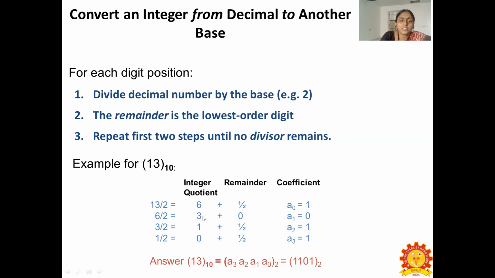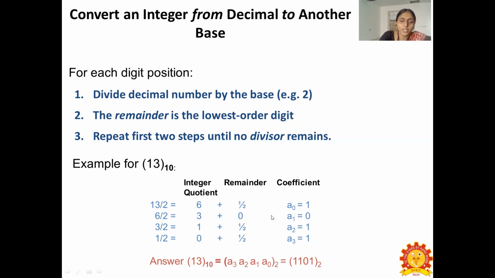So next quotient is 3. So again we divide that by 2. When you divide 3 by 2, the quotient is 1, and again here we have a remainder. So this A2 will be 1 now. Again we take this 1, the coefficient 1, divided by 2. And here the quotient is 0 and we get the remainder as 1. So here A3 will also reflect 1. So here we repeat the first two steps until no quotient remains. Quotient 0 is the stopping condition.